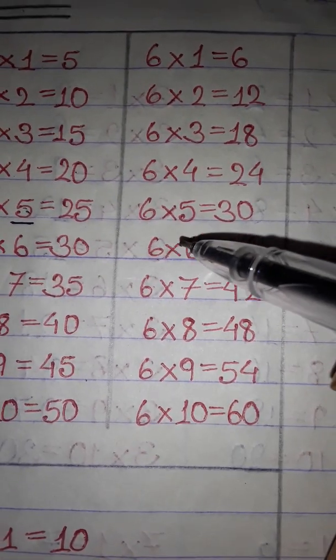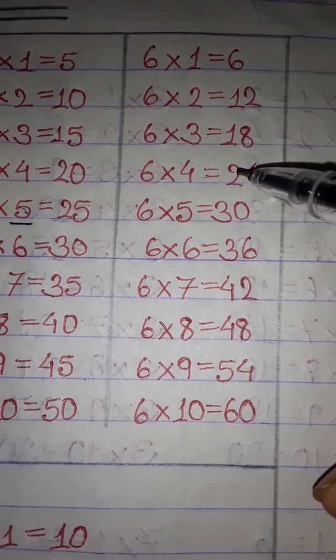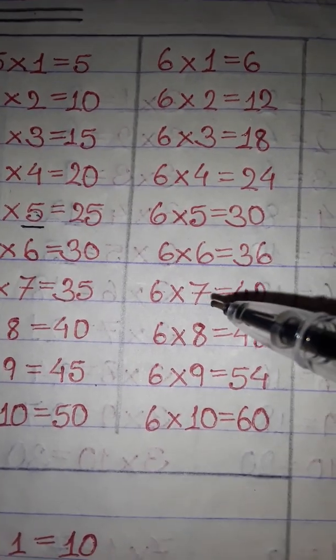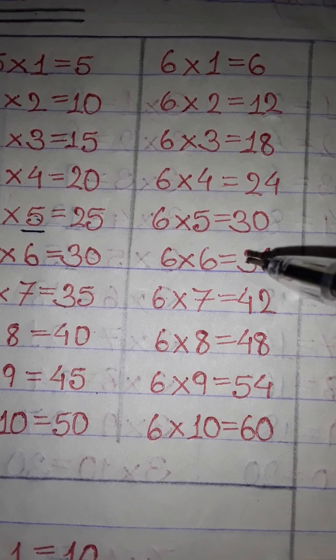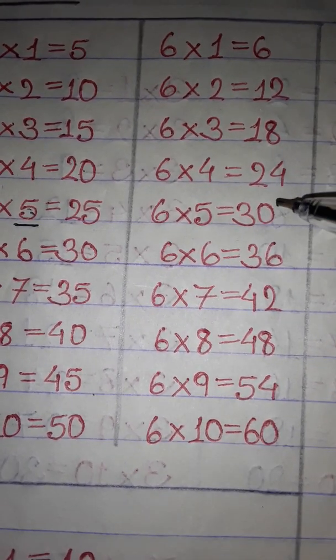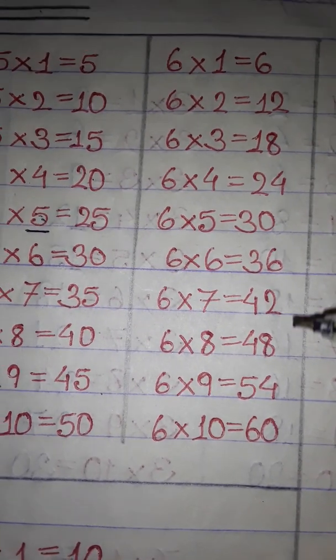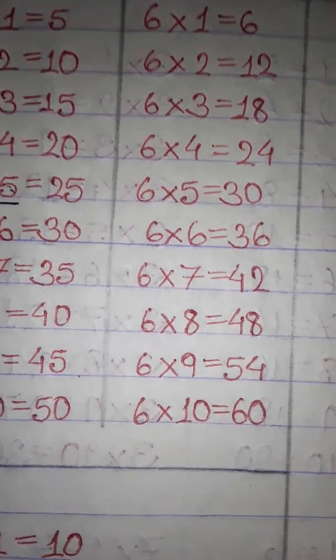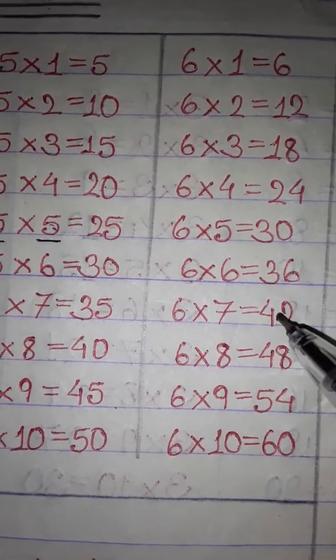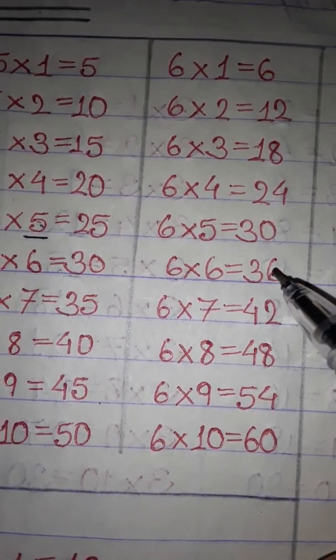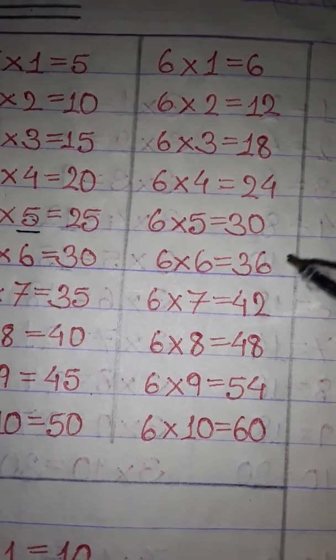Now the next one is 6 into 5 is equal to 30. For this you have to add 24 plus 6. Now the next one is 6 into 6. For getting the answer of 36 you have to just add 30 plus 6. The answer will be 36. Now the next one is 6 into 7 is equal to 42. For this you have to just add 36 plus 6. The answer will be 42.